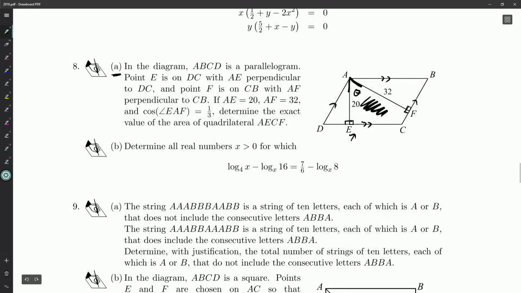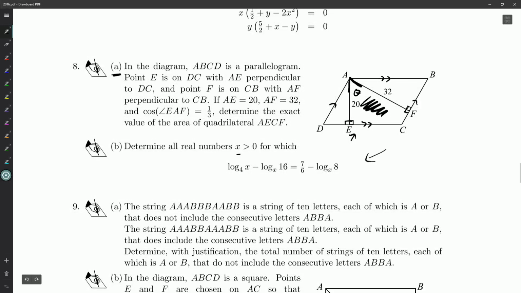Oh, we still have 8B to take a look at. It's a little different question. Sometimes with 8, 9, or 10, the whole question can be related. Usually question 10 follows this pattern. Not so much for 8, but every once in a while. But it looks like we have a very different question here.